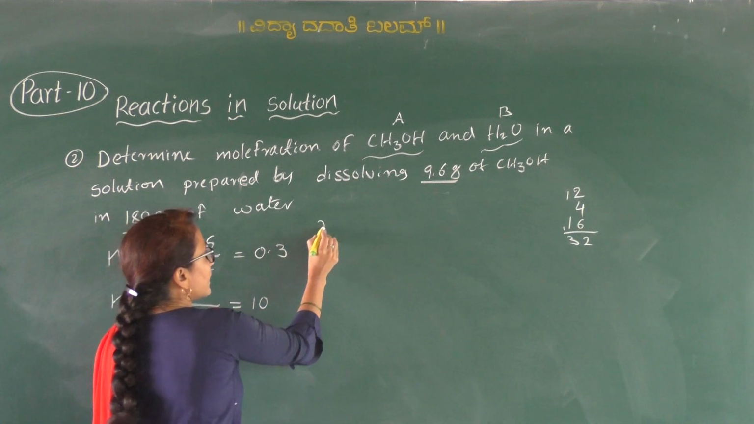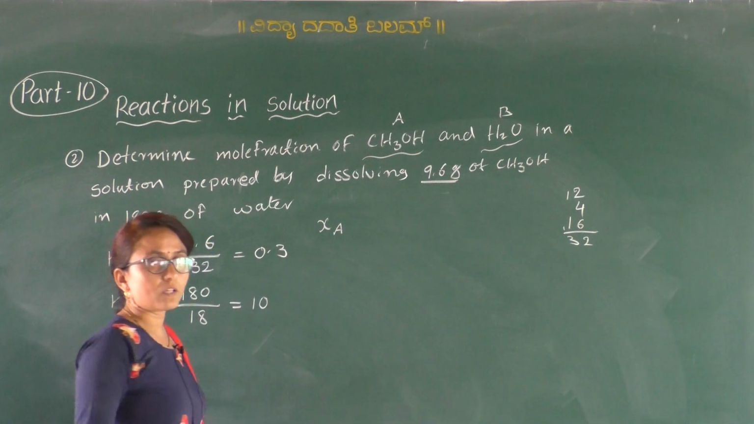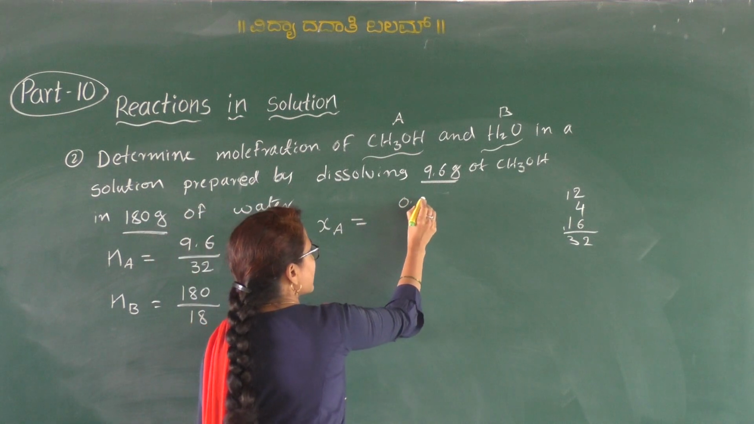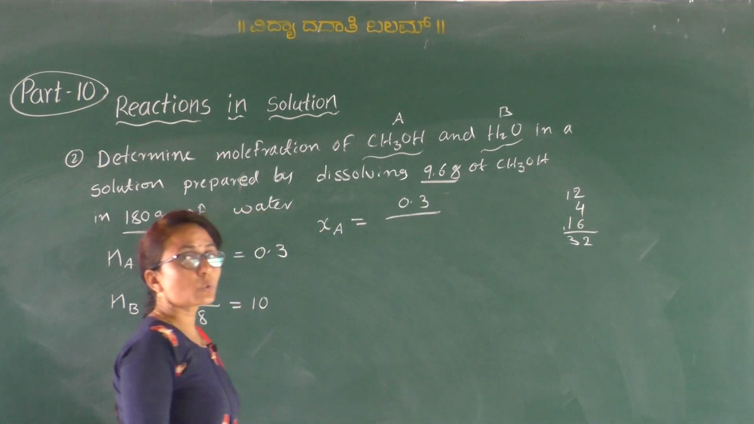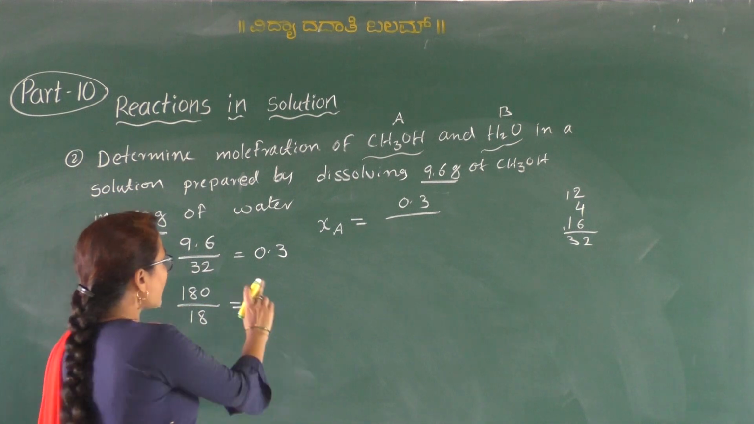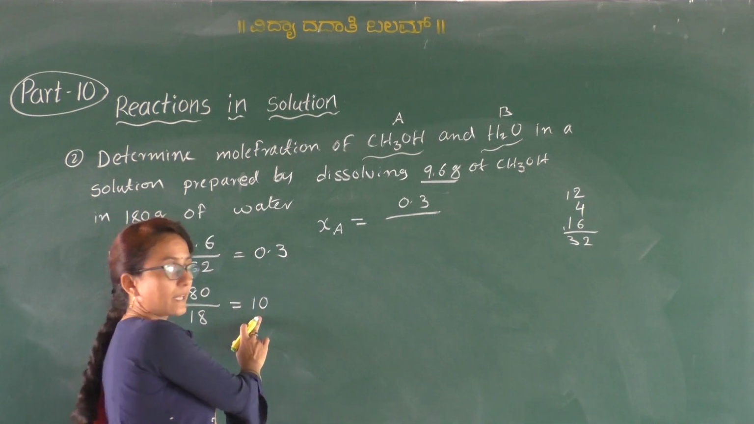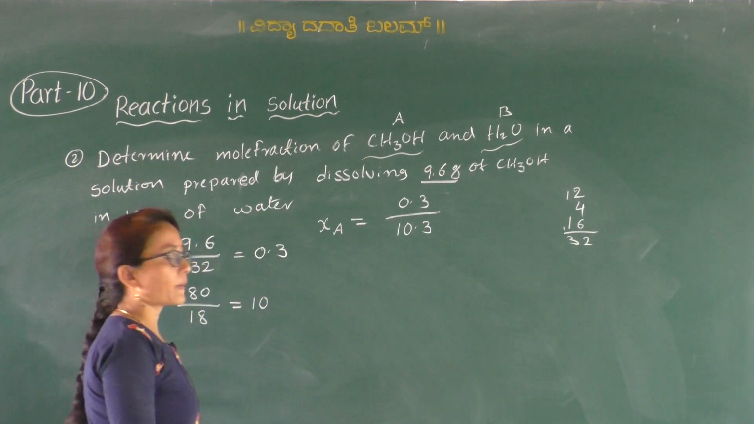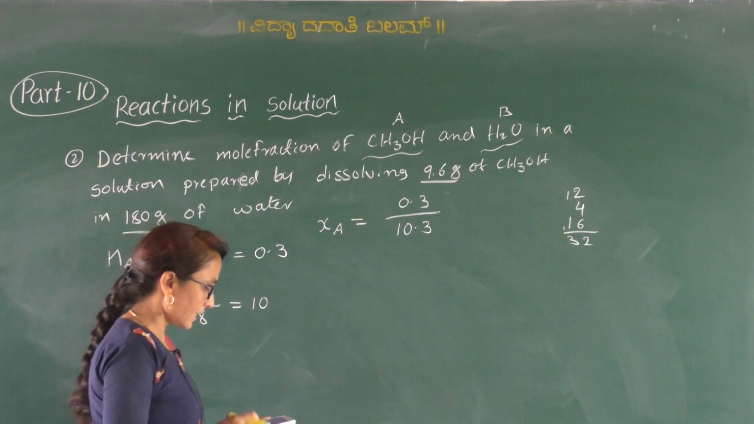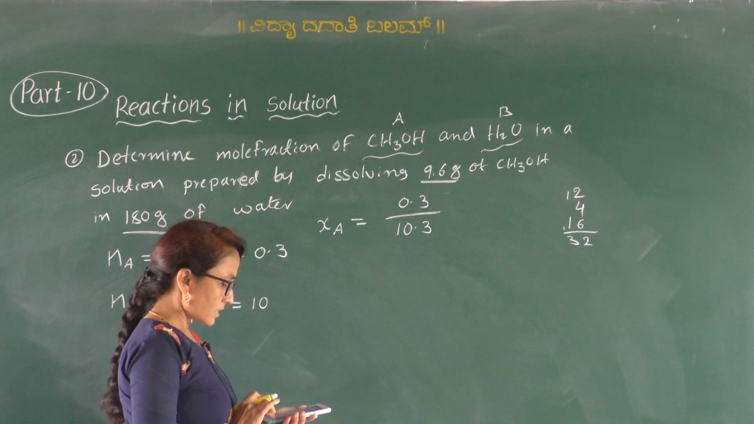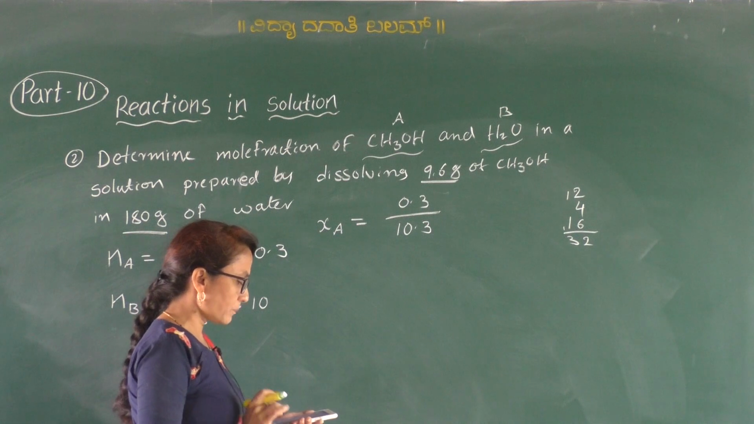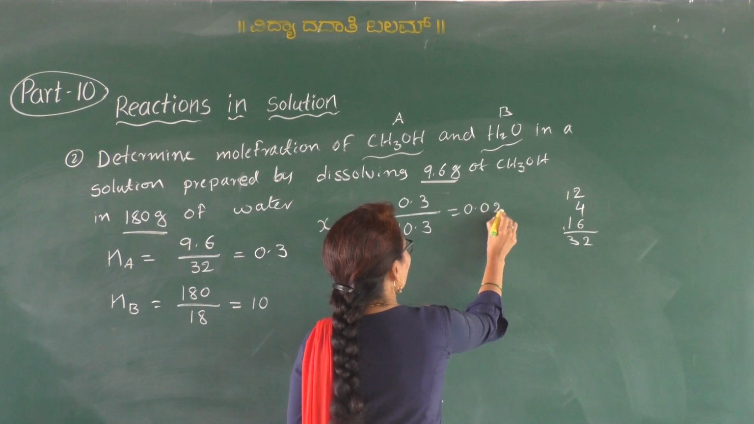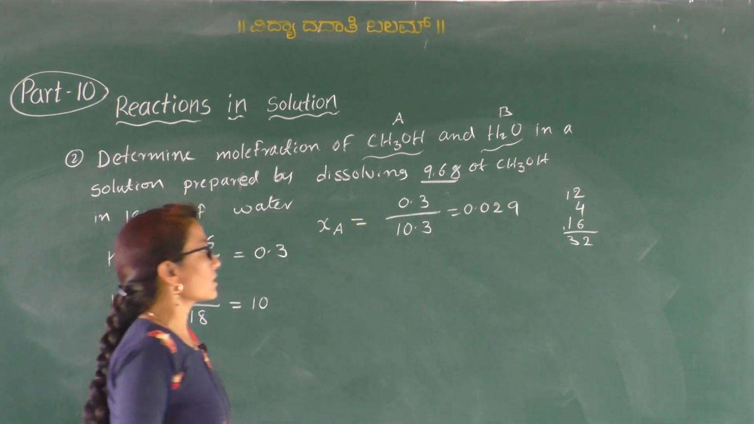So then calculate the mole fraction of methanol. Mole fraction of methanol is equal to the number of moles, that is 0.3, divided by the total number of moles. So the total number of moles is 0.3 plus 10, that is equal to 10.3. So 0.3 divided by 10.3, that value is equal to 0.029. Therefore the mole fraction of methanol is 0.029.